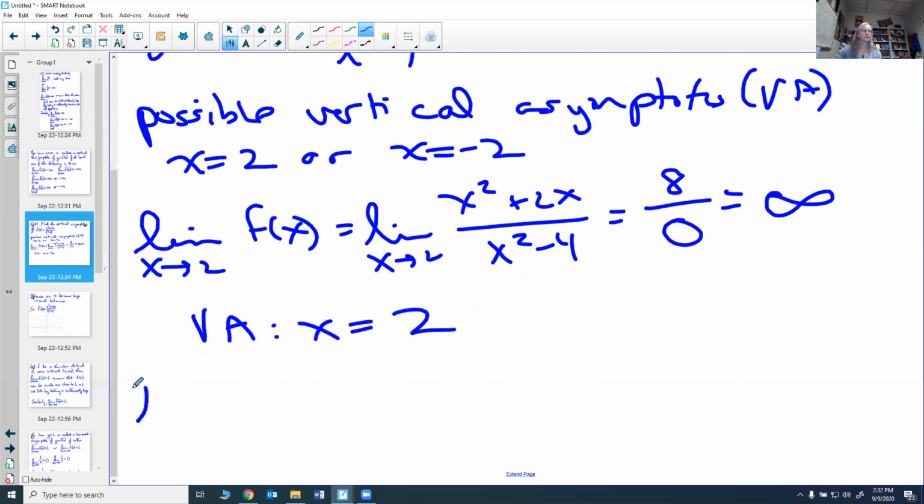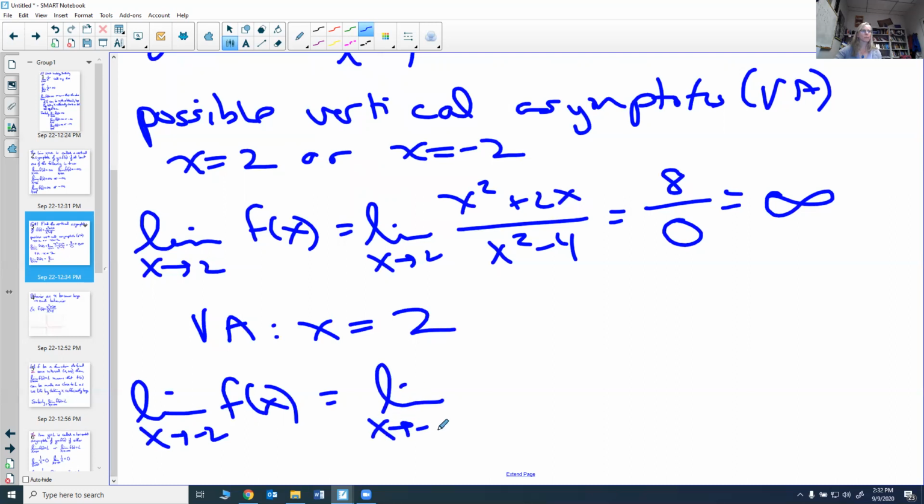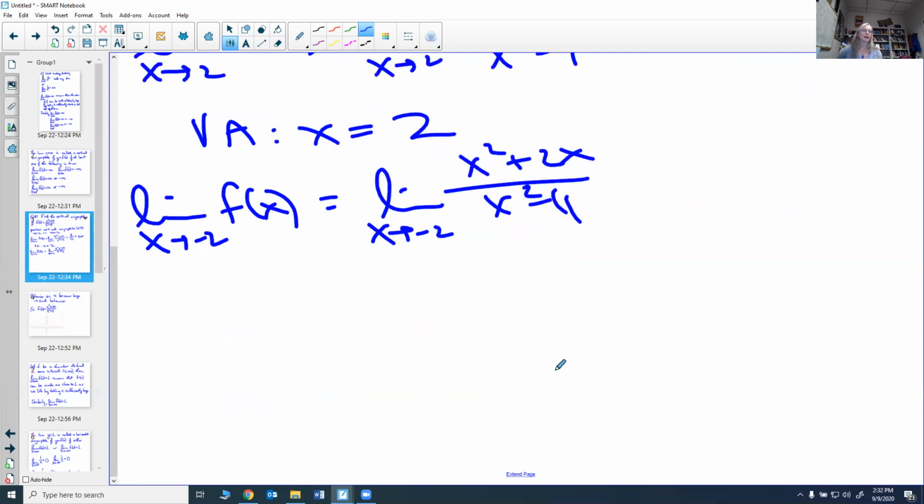Now let's do the exact same thing with x equals negative 2. So let's take the limit as x goes to negative 2 of f of x. That would be x squared plus 2x over x squared minus 4. Using direct substitution, if I tried to plug it in there, I'm going to get 0 on the top and 0 on the bottom. Again, that's an indeterminate form, and I can't just say I don't know what it is. That's why it's called indeterminate. So let's do some algebra on this one.